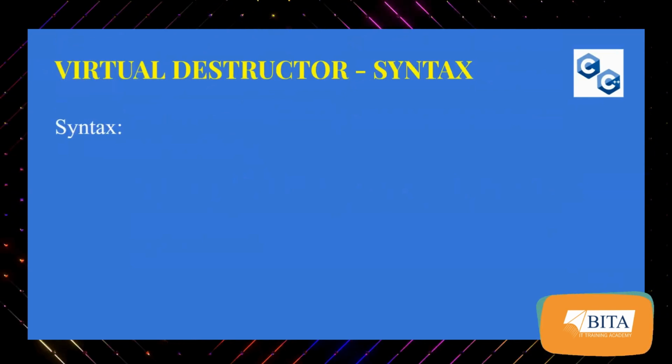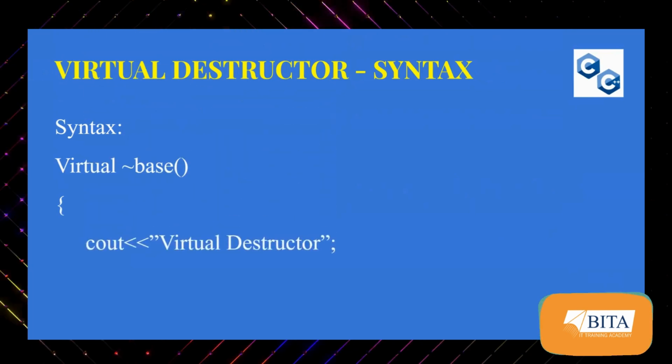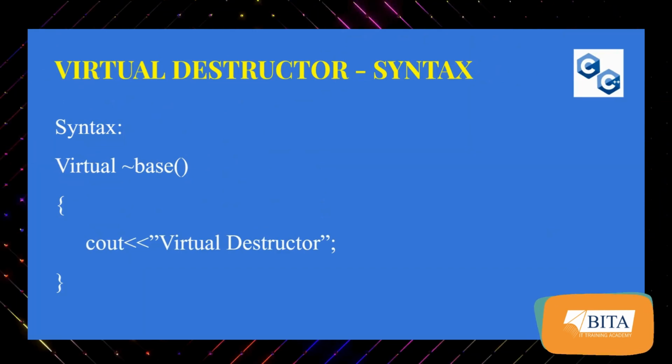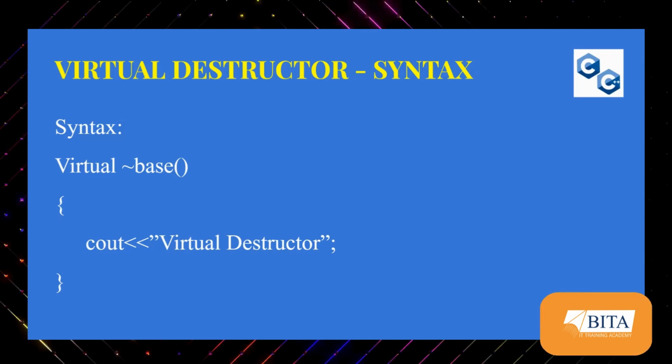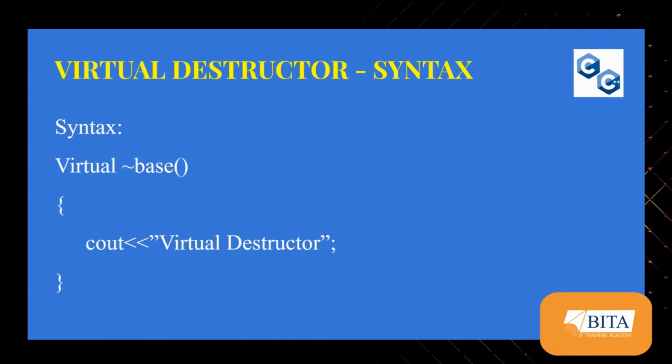So this is the syntax. We use the virtual keyword before the destructor, and the base class destructor uses the virtual keyword so that it is called at runtime. So the derived class destructor is called first, then the base class destructor is called in order to release the memory space.